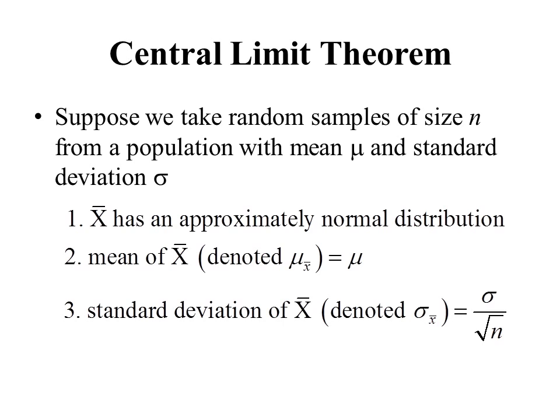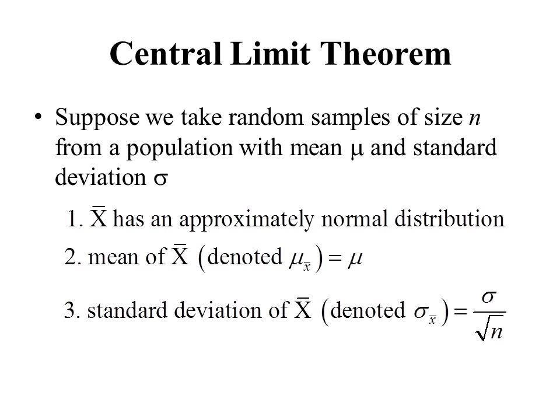So the central limit theorem says, suppose we take random samples of size n from a population with mean mu and standard deviation sigma. And that's exactly what we're doing here. We're taking a sample of size 40 from this population, and the mean mu and standard deviation sigma were given. The central limit theorem tells us about the distribution of this random variable x bar. Number 1, x bar has an approximately normal distribution. That means that we can use bell curves to calculate probabilities of x bar.